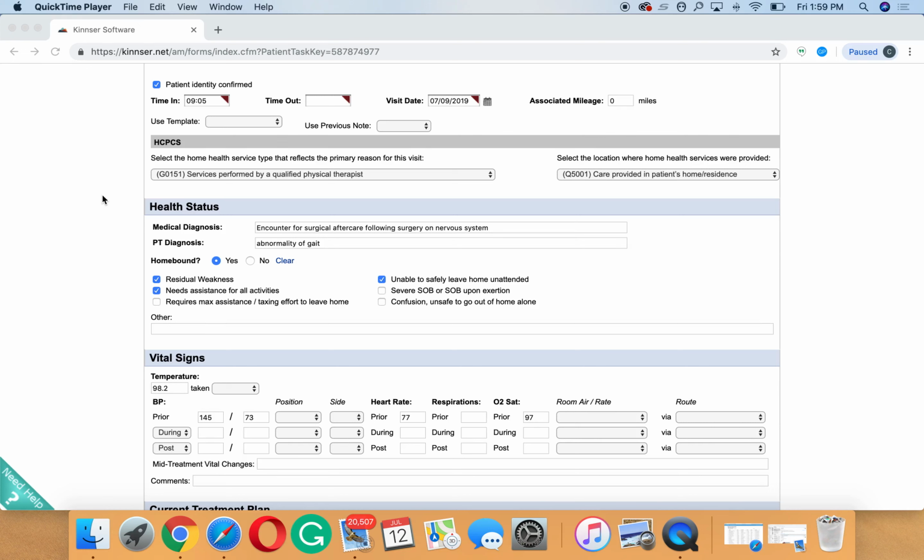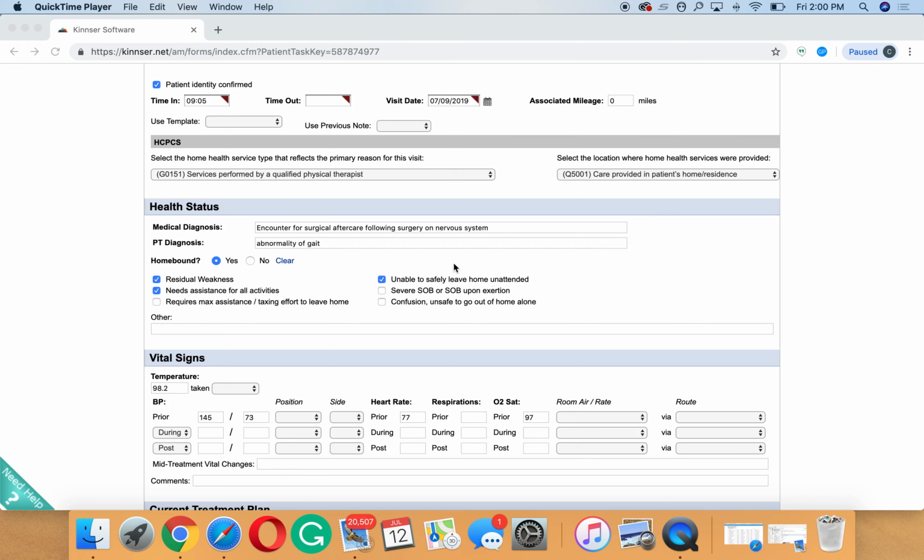I'm just going to cover some things that I want everybody to understand about documentation. This is a PTA regular visit note, so I'm just going to run through it real quick. You want to click off patient identity confirmed. Your time in and time out, that's your actual patient time. It doesn't include note writing time or drive time. The date and mileage doesn't matter, so just leave that blank.